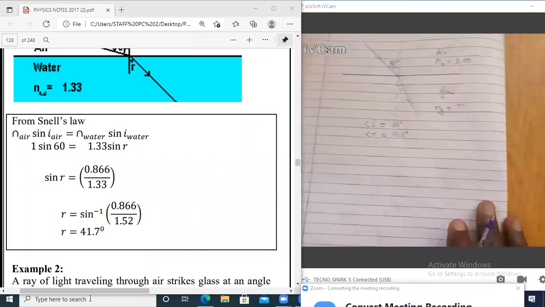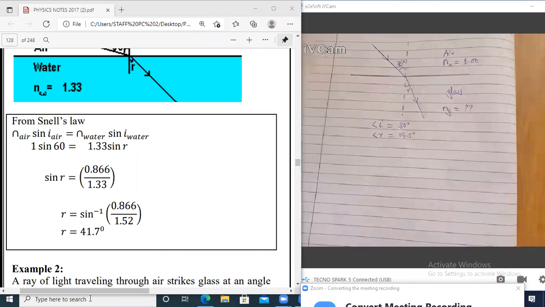Theoretically, we know what the answer is. What is the refractive index of glass, members? Theoretically, the refractive index of glass is 1.5. So let's prove it by calculation now.